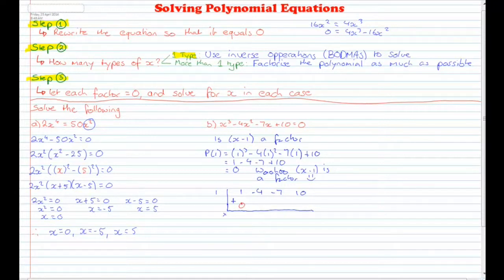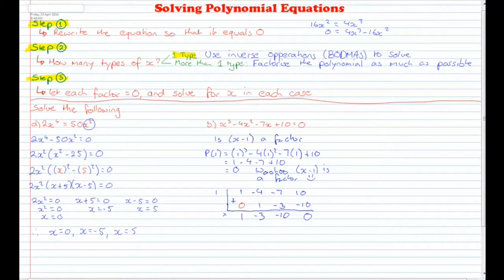So very first step, 1 plus 0 is 1. 1 times 1 is 1. Negative 4 plus 1 is negative 3. 1 times negative 3 is negative 3. Negative 7 plus negative 3 is negative 10. 1 times negative 10 is negative 10. And negative 10 plus negative 10 is equal to 0.